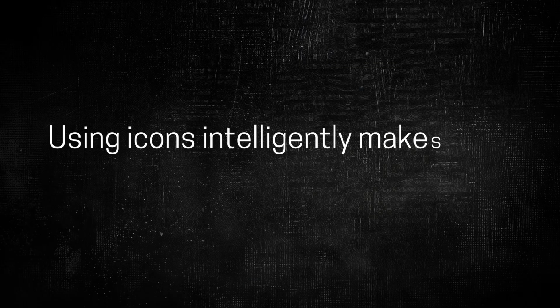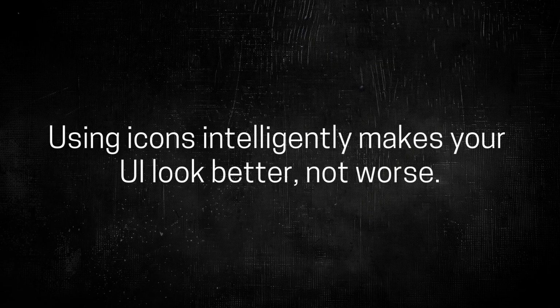Anytime you notice in your UI that you're using color to indicate some information, try adding some icons there, or symbols or textures or anything like that. That way you're not using color alone to indicate that information, and it will make your UI a lot more accessible. And honestly, probably a lot more beautiful as well. Using icons intelligently like this makes your UI look better, not worse.